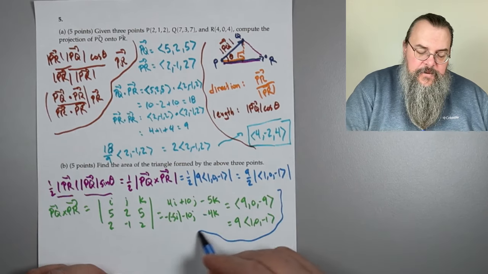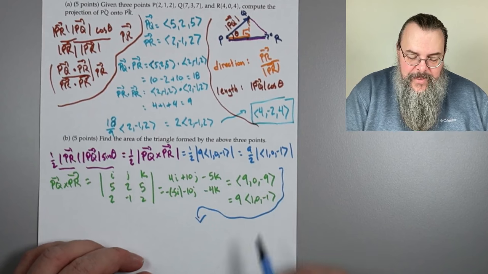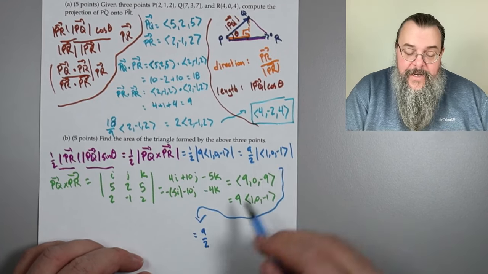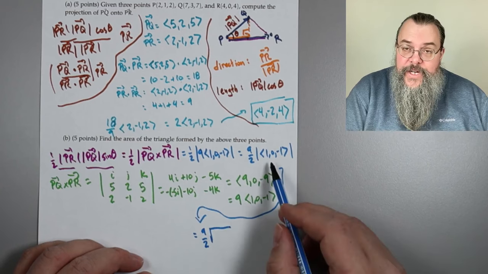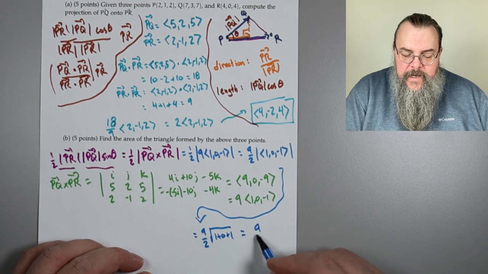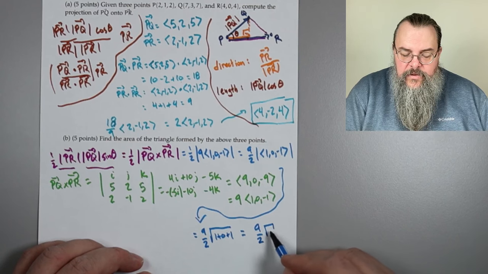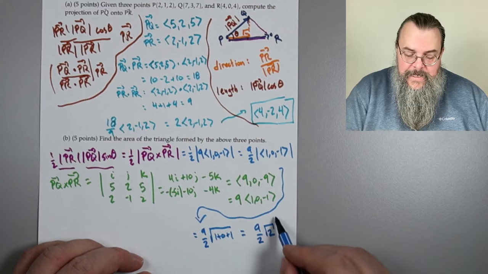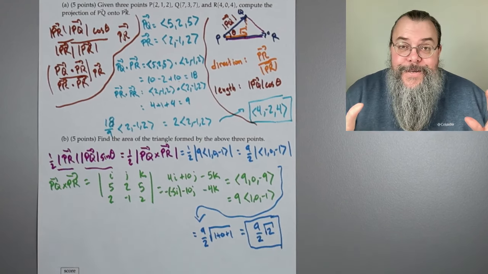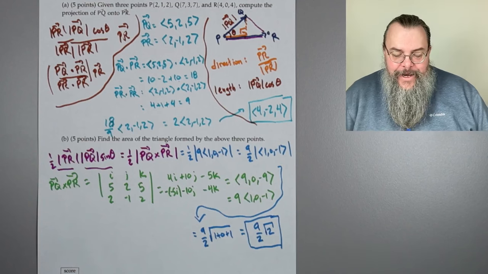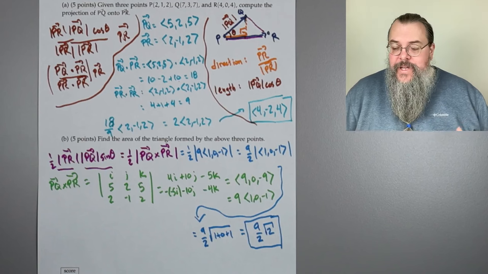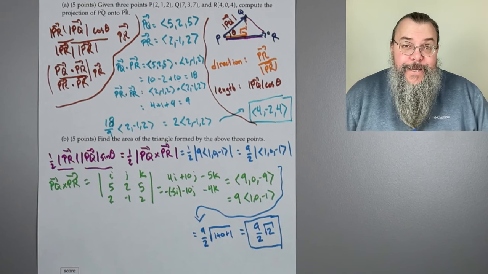And almost made it. Okay, down here. So that's 9 over 2. And now how do you find that? Square root of each entry squared, 1 plus 0 plus 1. So we end up with 9/2 square root of 2. And we're done. Wow, that's cool. And all right, beautiful answer. And we're ready to keep going.